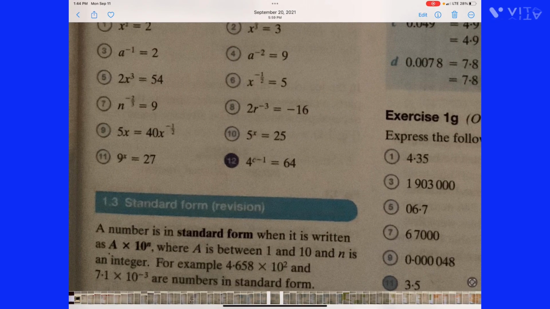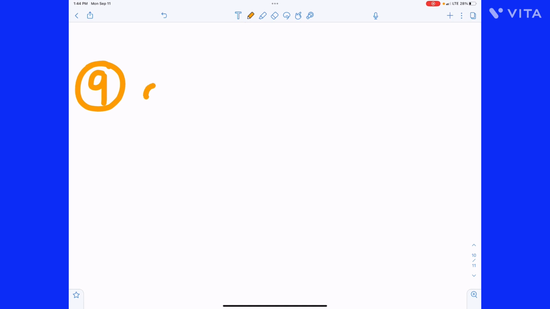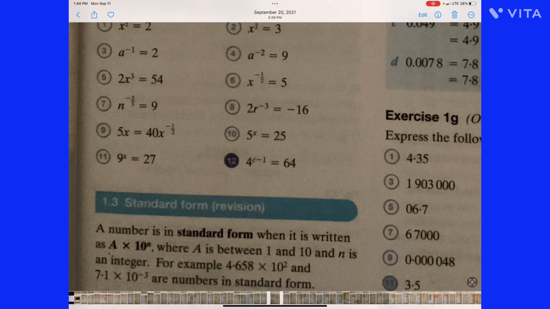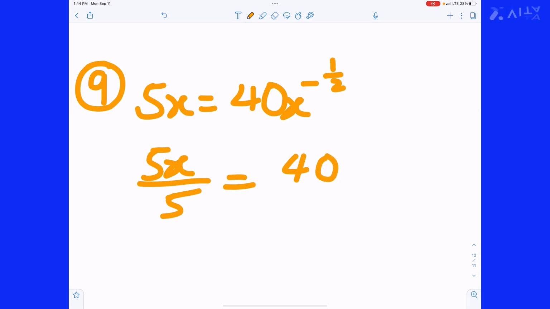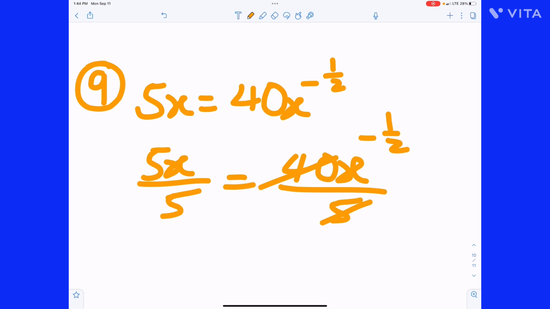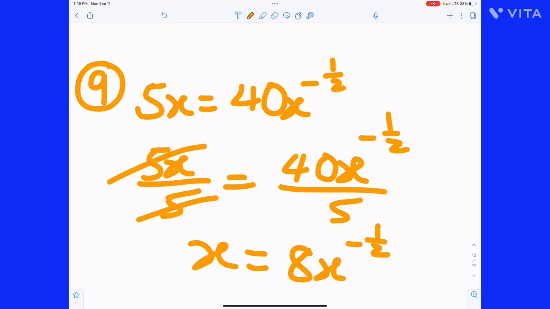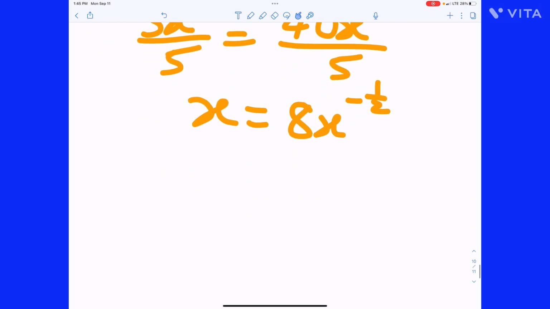It says 5x is 40x raised to power, what is it? Half or minus half? Okay, x raised to power minus half. This is simple. I can divide both sides by 5 to reduce my equation. 40x raised to power minus half over 5. 5 we got 40, you have 8 left. So that's 8x raised to power minus half is x. 5 we cut 5, you have x left. I don't want to make it look like I cancelled what I wrote, so that's why I'm cleaning.